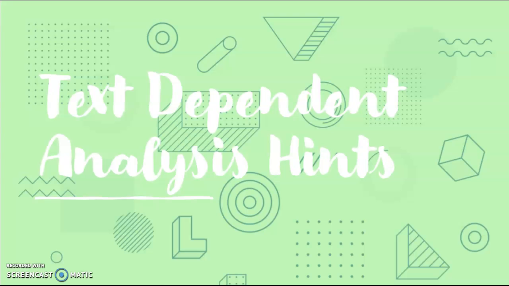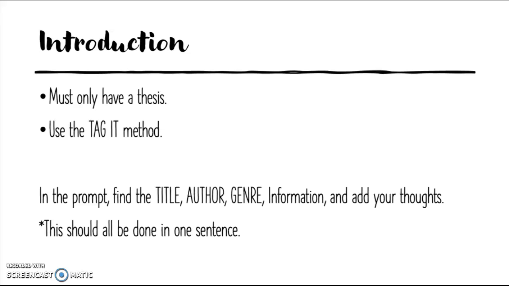Okay, let's look at some text-dependent analysis hints that we looked at in Unit 2. First thing is your introduction paragraph. You must only have a thesis, and your thesis should use the tag it method. So in the prompt, you are to find the title, author, genre, if given. Then you're supposed to find the information that it's asking for, and then you add your thoughts, which is your answer. This should be all completed in one sentence, okay?